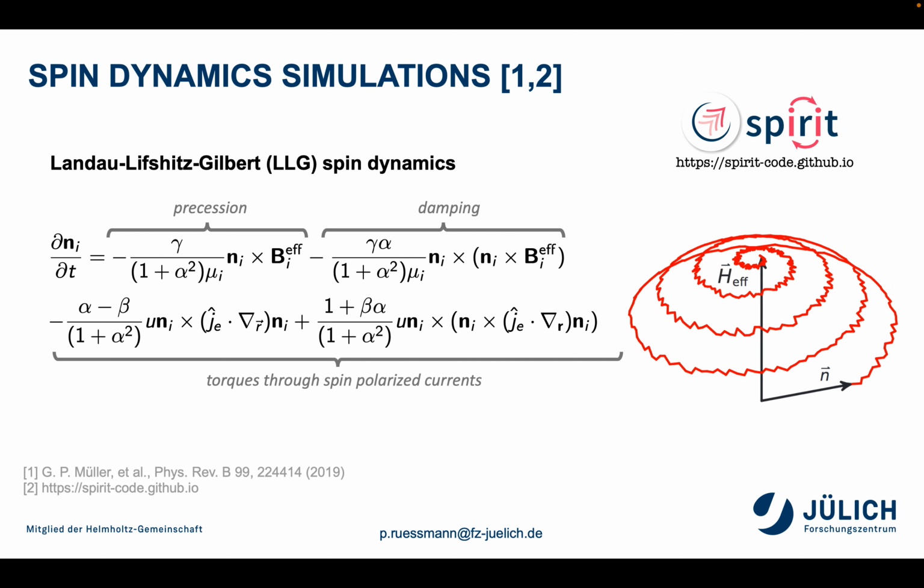And all these spins, they feel an effective magnetic field. The effective magnetic field is the combination of external magnetic fields and the interaction with all its neighbors. And around this effective magnetic field, these spins will start to precess in a damped fashion, which can further be driven via spin-polarized currents and torques that exert some force on the direction of the spins.